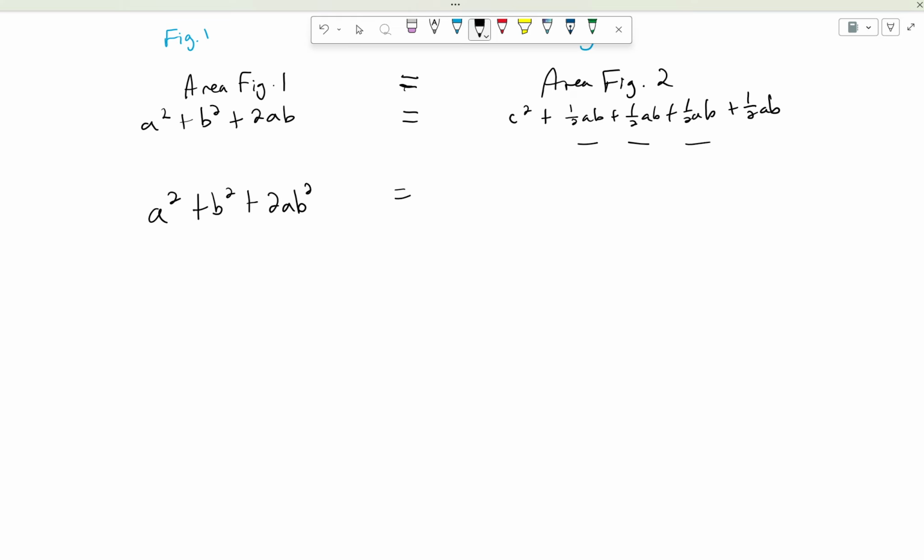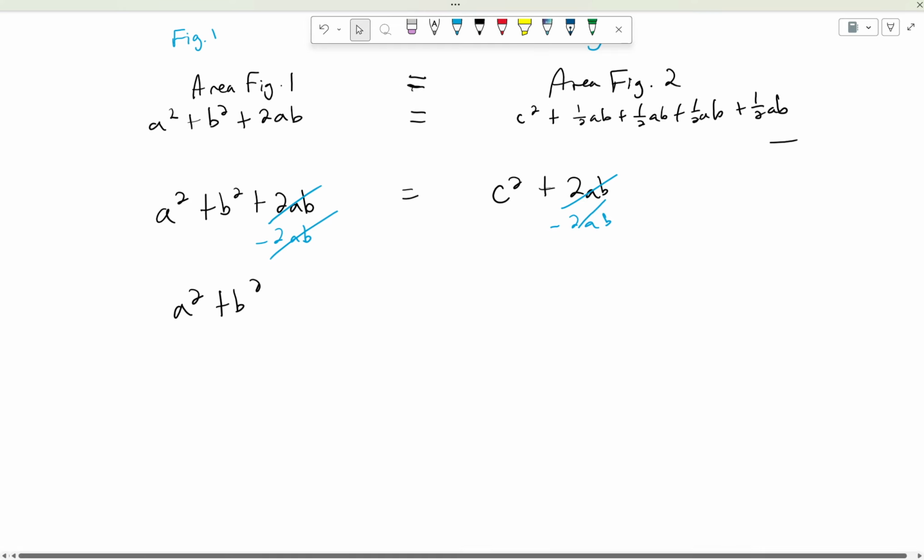Here, let's combine these terms. All my 1/2 AB, so I have C squared plus 1/2 AB plus 1/2 AB plus 1/2 AB was 2AB. And then I think you guys can probably see at this step right here where this is going to go. If I could actually eliminate this term. If I took away the 2AB from each side, this is going to cancel, which would make this cancel. Oops, that's not 2AB squared. Sorry, this is 2AB. This is going to cancel on this side, leaving me with A squared plus B squared equally.